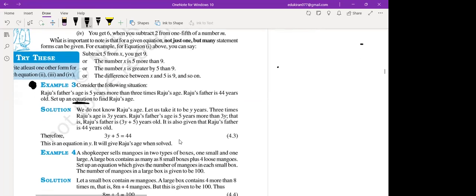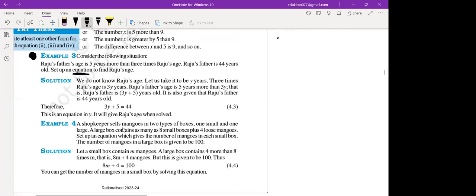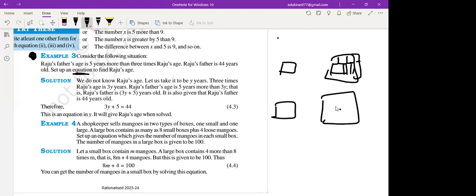Okay, now let's understand this question. The question says a shopkeeper sells mangoes in two types of boxes, one is the small box and one is the large box. The large box contains as many as 8 small boxes, plus 4 loose mangoes. Set up an equation which gives the number of mangoes in each small box. The number of mangoes in the large box is given to be 100.